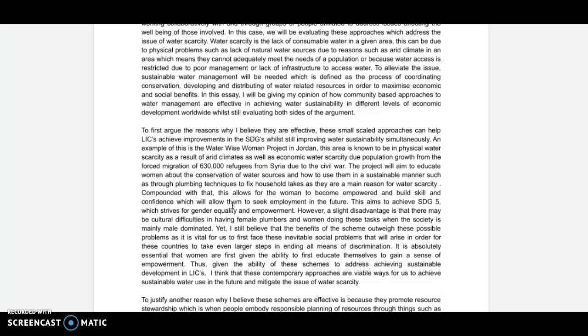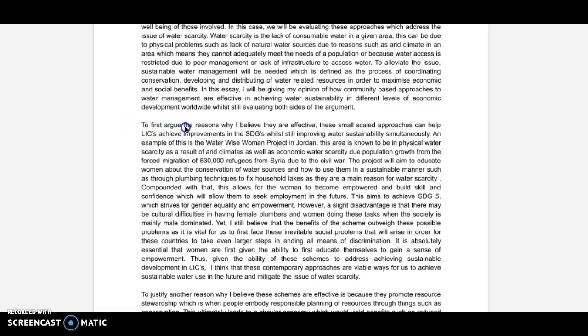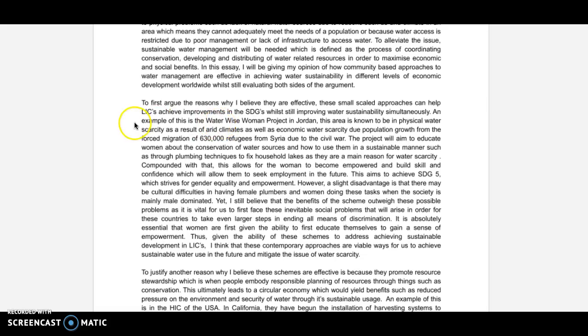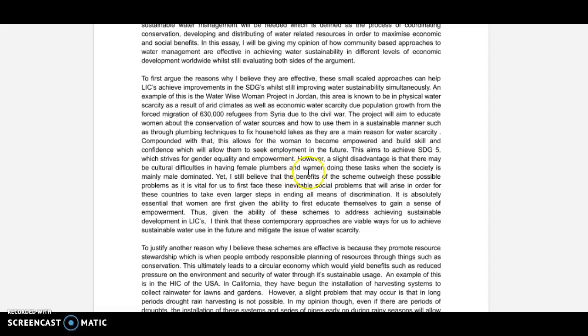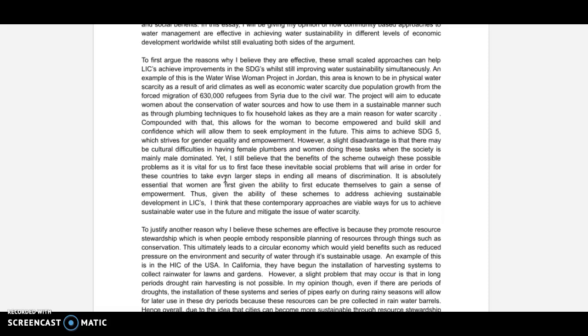Okay, so then I'm doing a pros and cons type of thing. So I'm saying, to first argue the reasons why I believe they're effective, they can help LICs achieve improvements in the SDGs while improving water sustainability simultaneously. So I'm giving examples, and I'm saying, how does this help with the SDG? So I say it does SDG 5, and it's also helping women seek employment. So it's like multiple things are being targeted. And then I'm doing a contrasting point. So I said, however, a disadvantage is that there may be cultural difficulties in having female plumbers and women doing these tasks when the society is mainly male dominated.